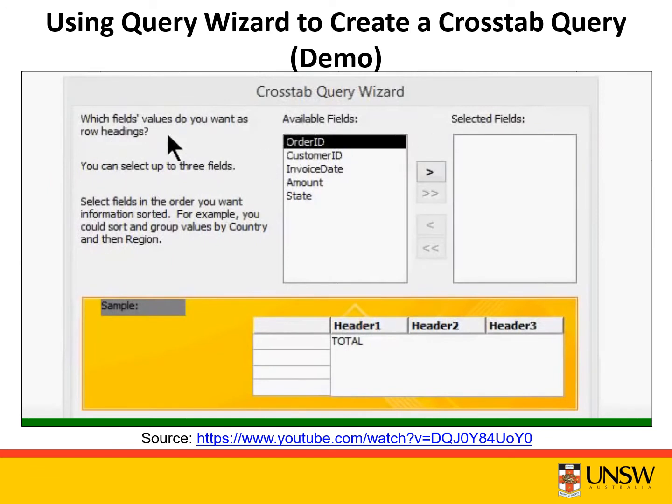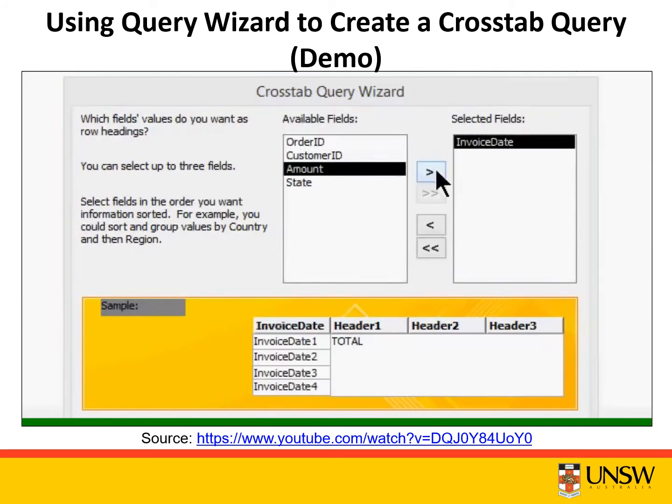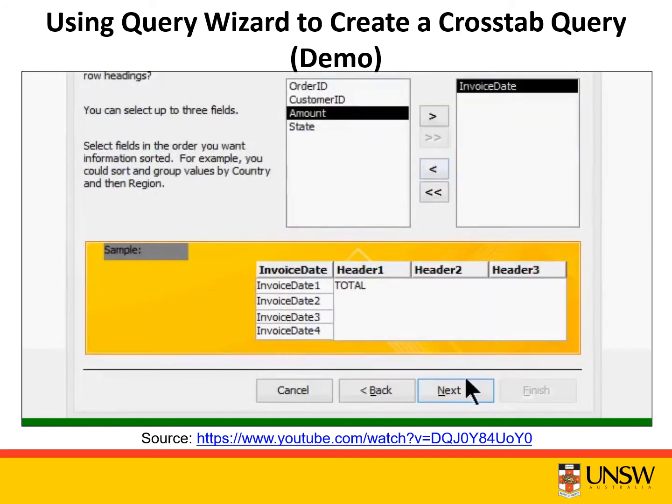Next, which fields do you want to have as the row heading? The row is over here on the side. We're going to put the invoice date as the row heading. So click on invoice date and click on this little button right there. Yes, you can have multiple row headings and multiple column headings, but that's a topic for a future class. Click Next.